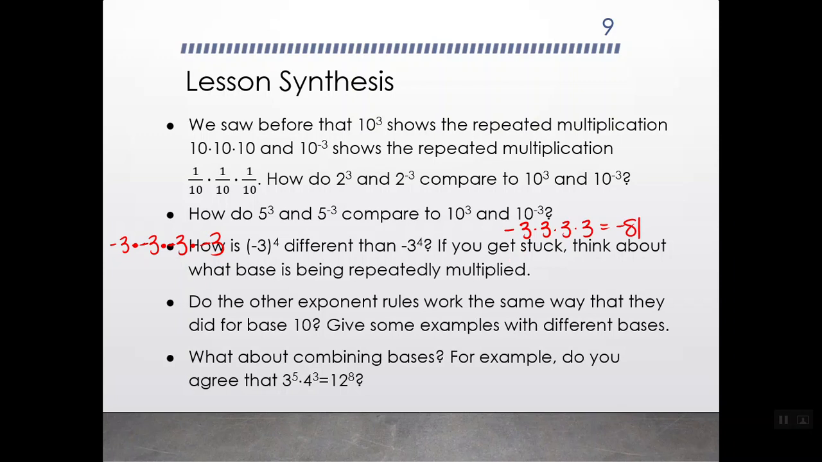What about combining bases? For example, do you agree that 3 to the 5th times 4 to the 3rd equals 12 to the 8th? This is a rule that we get into when we practice next time, but you can only apply the rules when the bases are the same. So we have a base of 3 and a base of 4 here. We can't multiply the 3 times the 4. So this is not true. You can only combine bases when the base is the same. So they either both have to be 3s or they both have to be 4s.